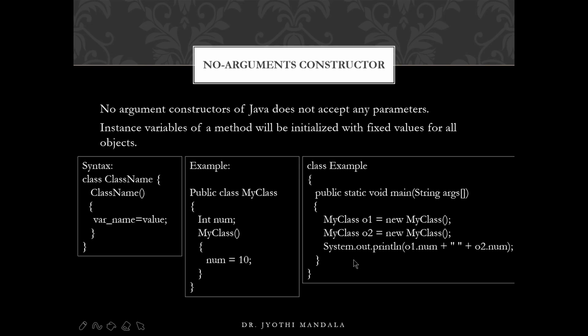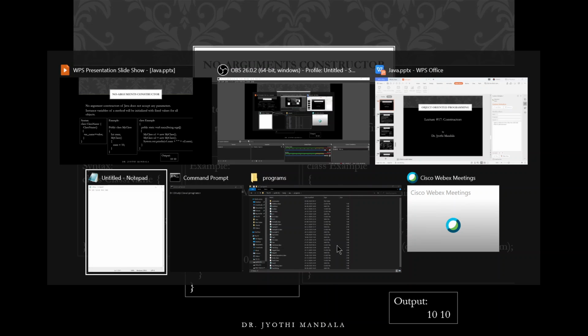Whenever you write System.out.println O1.num, and O2.num, you will get the output 10 for both the objects. That is what I told you: the instance variable will be initialized with the fixed value for all the objects. The value is 10, which is fixed for all the objects. So that is what we are doing here. Let me run this program.